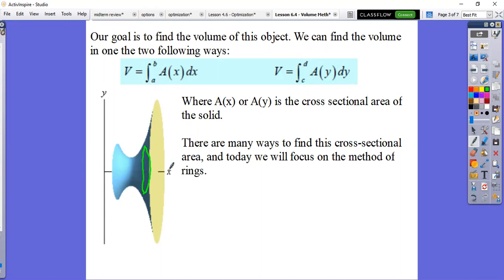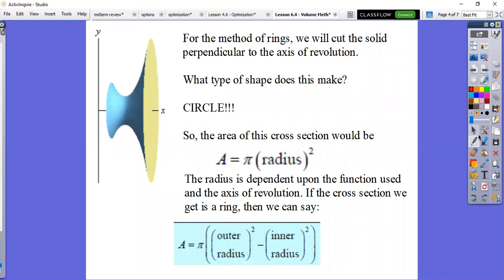And then if I integrate from A to B, just like we saw in that last video about volume from cross sections, if I have this equation for area, that would give me the volume of this solid. So today we're going to look at how to do that using what's called the method of rings. So I notice right here, if I were to cut perpendicular to the x-axis, then this shape is going to create a circle. So, which means the area of this circle is pi r squared.